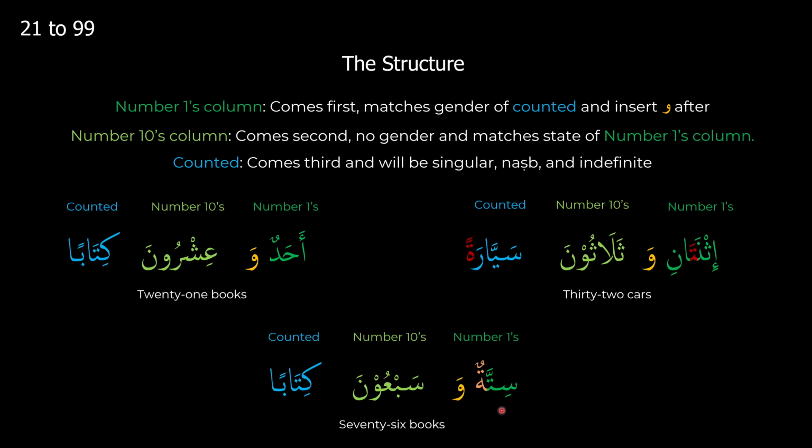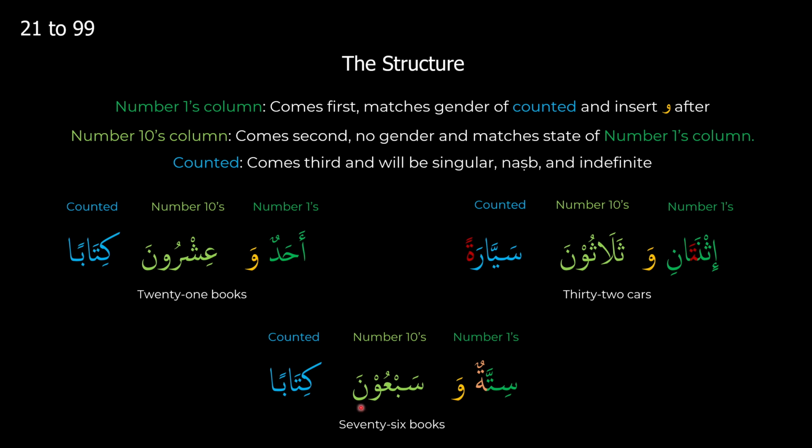And then the same thing with ستة وسبعون كتابا. 76 books. So we have 6 for the number ones column, and it's going to match the gender of what's being counted. So this is masculine, so this is also masculine. Remember, the masculine form for numbers between 3 to 10 is going to have a ta marbuta ending. So this is the masculine form.